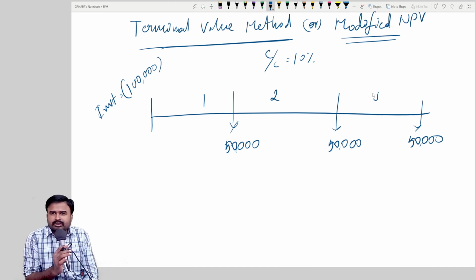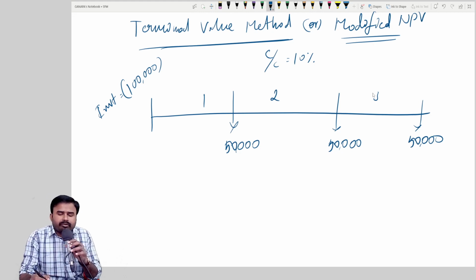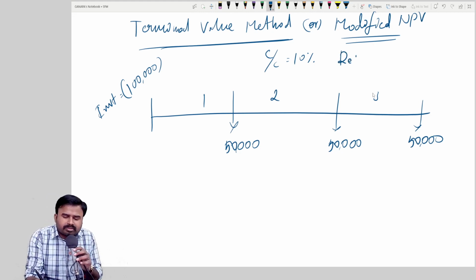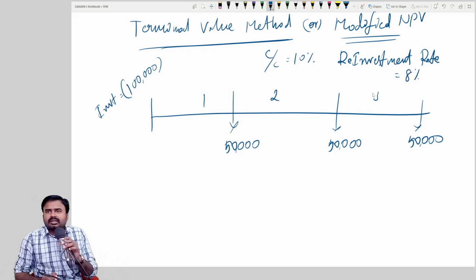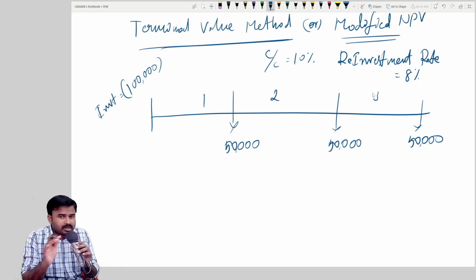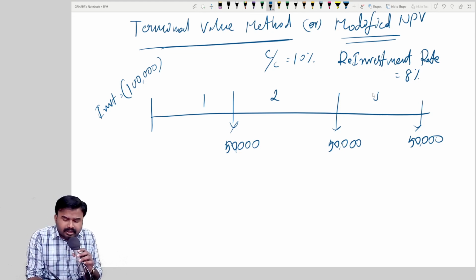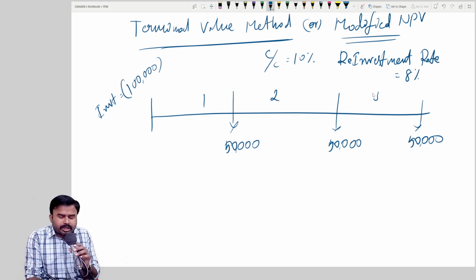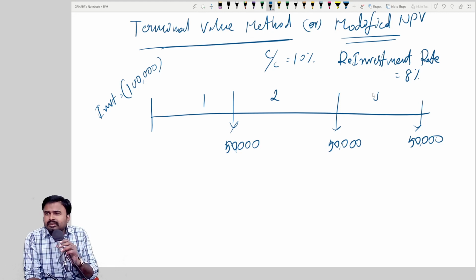That's a simple question. But I'm not here to calculate NPV, I'm here to calculate modified NPV. For calculating modified NPV, we need another rate called reinvestment rate. Say your reinvestment rate is 8%. I'm just telling you the concept, the process only. Under the modified NPV concept, you should not go for direct discounting straight away.